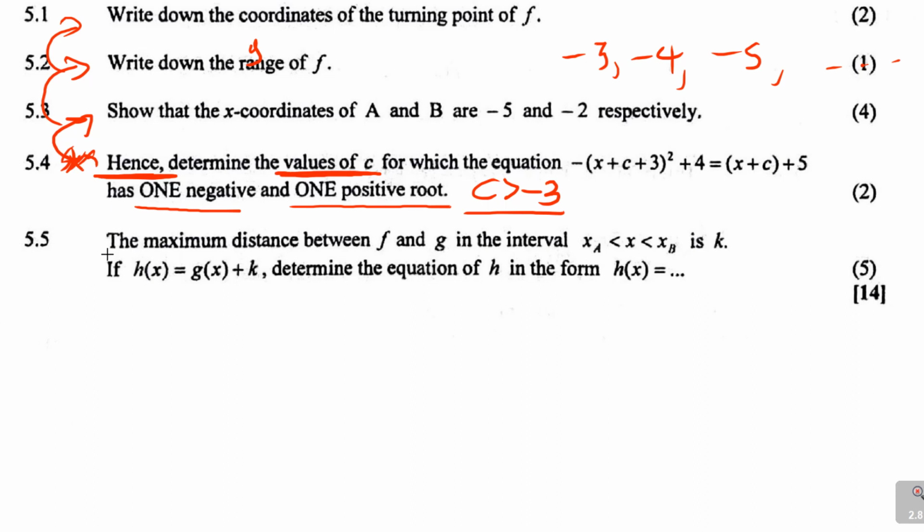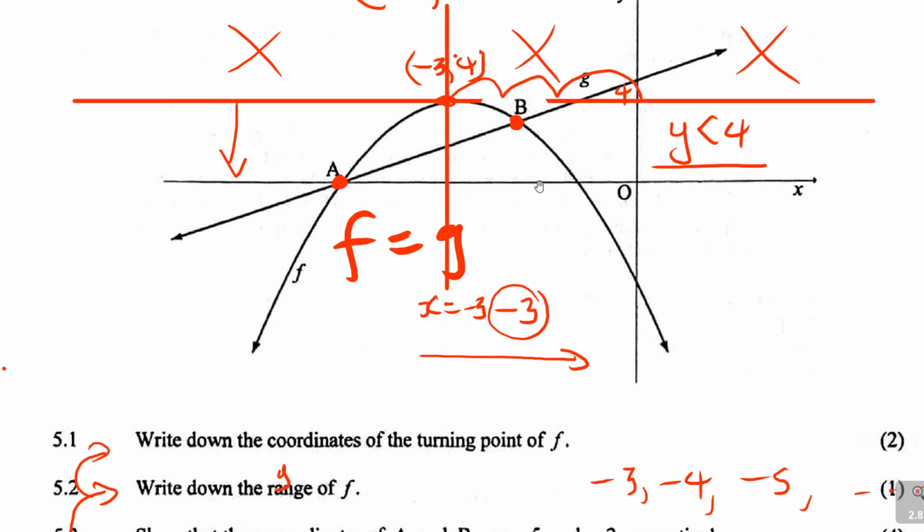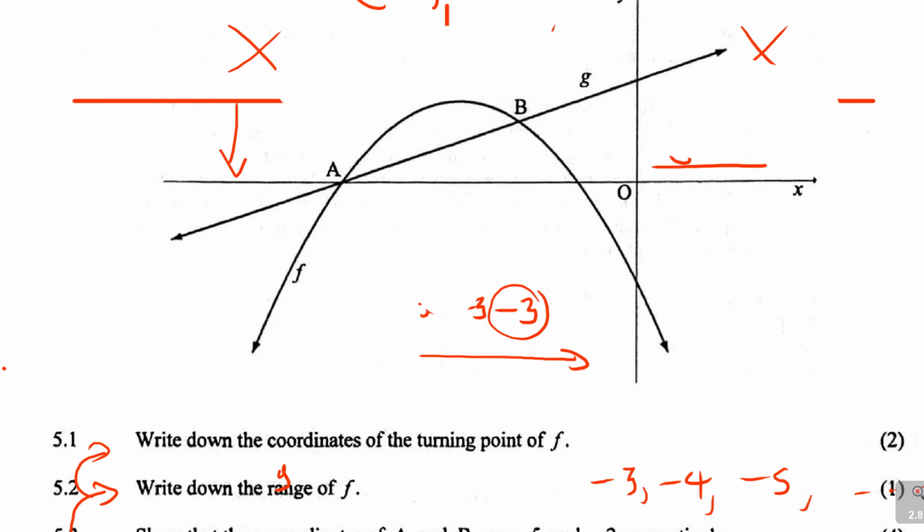Now when they mention this word maximum distance, I don't usually think much. I know the word maximum means I must apply somehow calculus, right? And now they are talking about f and g, the maximum distance between f and g in the interval. That now this distance they're talking about, guys, is this one here. They are saying somehow, somewhere, there is a maximum distance between f and g.